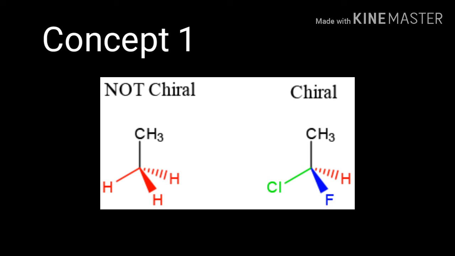In order to have stereoisomers, the molecule must be chiral. Remember, in order to have chirality, a molecule must have the following characteristic. For example, in this picture, the molecule on the left has 3 red hydrogens. These hydrogens are chemically indistinguishable from each other, so the molecule is achiral. The molecule on the right has 1 red hydrogen and 3 other unique substituents. Therefore, the molecule is chiral.